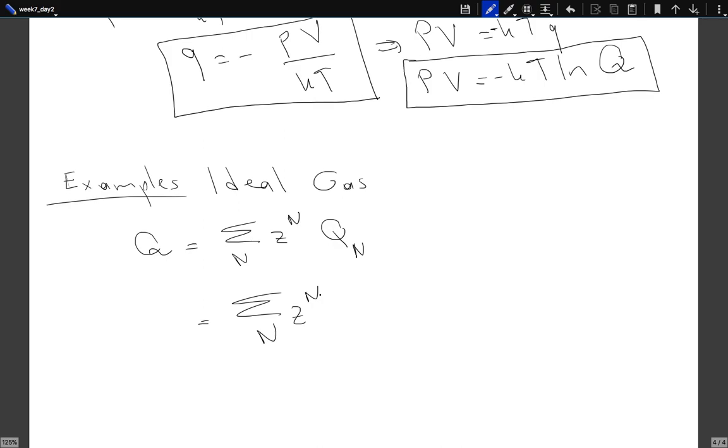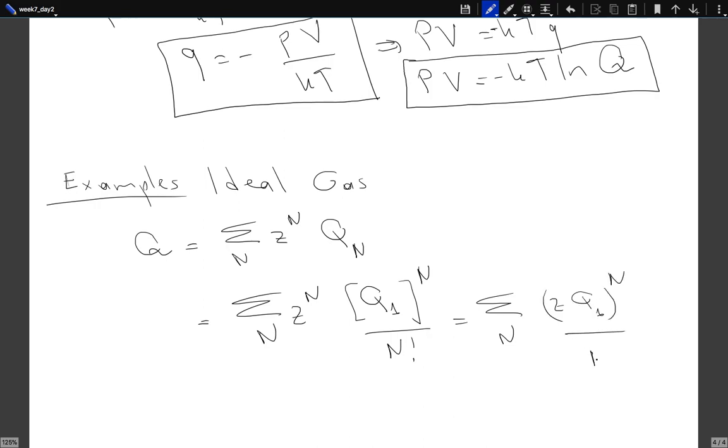But the canonical partition function corresponding to n particles for the ideal gas, well, ideal gas meaning that the particles making my gas are not really interacting with each other. The particles making my gas can still be molecules, non-interacting molecules. And the canonical partition function for such a system can be written in terms of the partition function for a single one, raised to the power n. And if they are indistinguishable, we should divide by n factorial, which is the sum over n of z times q1 to the power n divided by n factorial.